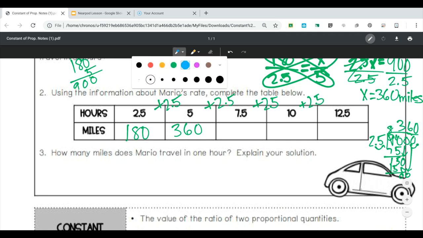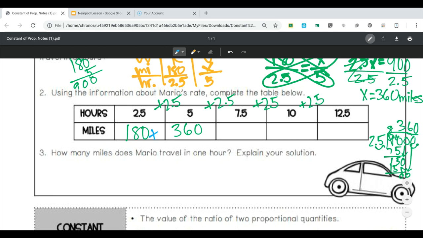Let me change colors. Here. Well, if I add 180 plus 180, I get 360. So then I'll add 180 here. And then you'll get 540.